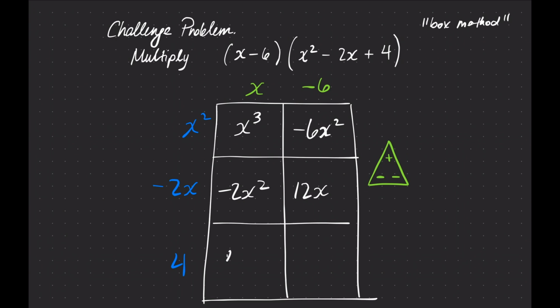And then here, of course, 4 times x is just 4x. And then negative 6 times 4 is, of course, negative 24. So now whenever I write all my terms out on this side, let me give myself a little more space.